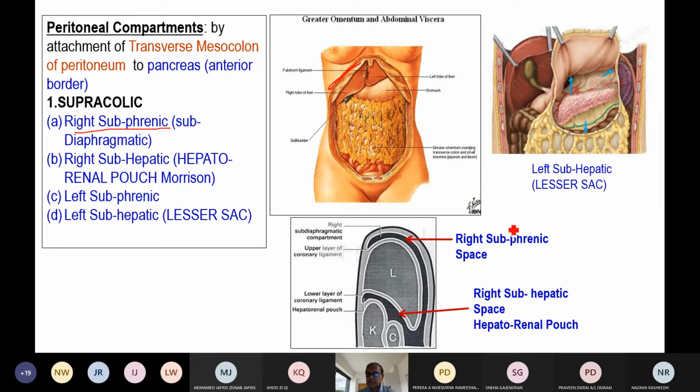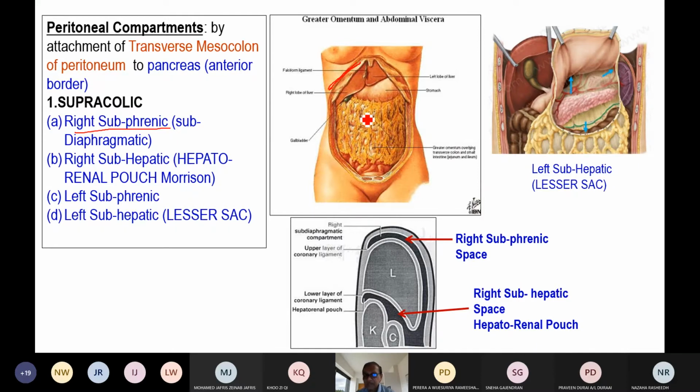Similarly, on the left side also, there is a left subphrenic space, on the left side of the diaphragm and left lobe of the liver. But this is very shallow because there are ligaments over here, very shallow. So the right subphrenic space can be a potential space for accumulation of infection.